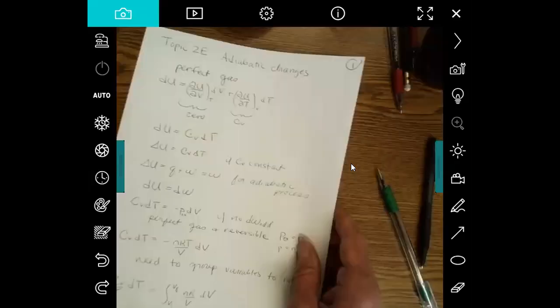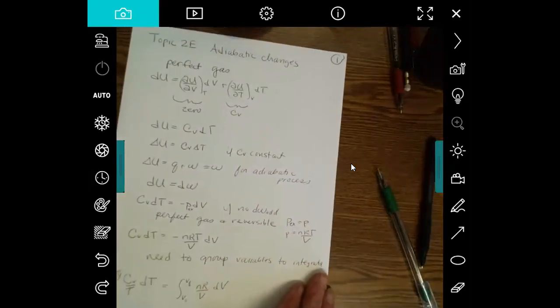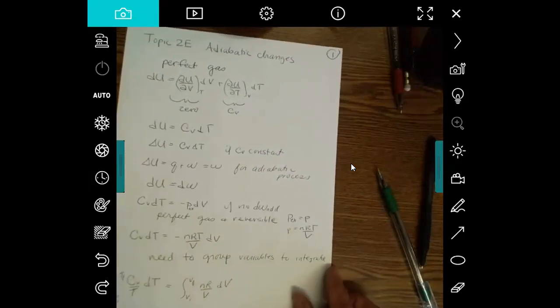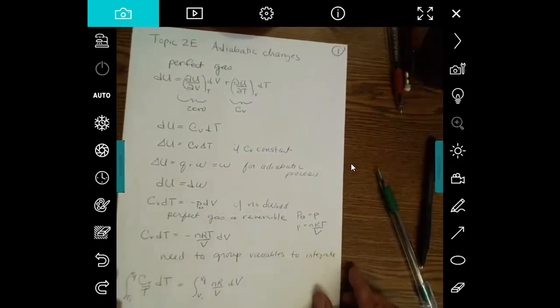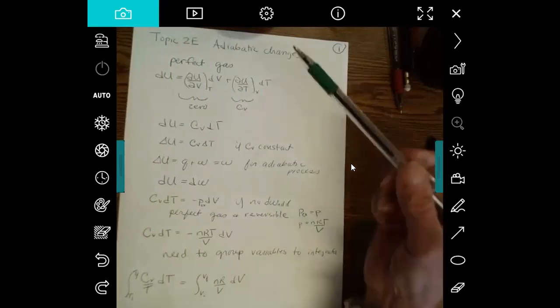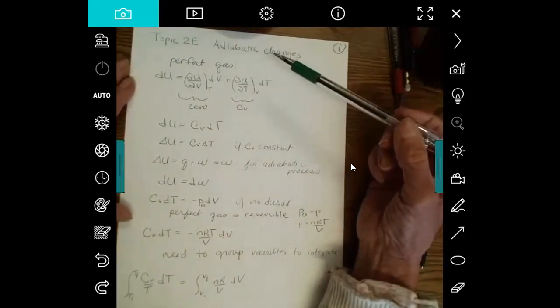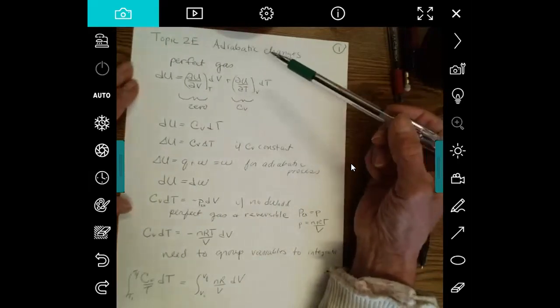So this is topic 2E. This is adiabatic changes. So we had changes where we do no work. Now these are changes where we see no heat flowing in and out of the system. This is going to be super important when we define entropy and think about how entropy is a state function. So once again, this may seem abstract, but it's taking us where we need to go as we try to go to understanding equilibrium. So let's see, adiabatic changes.